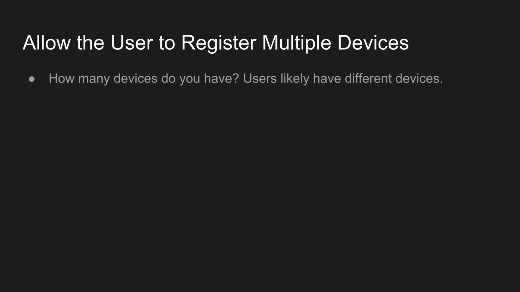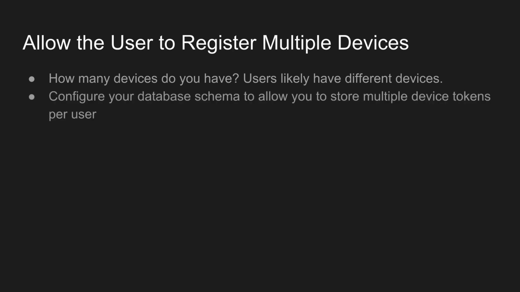Okay, and next up is to allow the user to register multiple devices. Think about it this way. How many devices do you have? Users likely have different devices as well. They've likely got an iPhone, an iPad, maybe an Android tablet, maybe an Android phone as well. People have multiple devices these days, so it's beneficial to allow users to register with multiple devices, and don't continuously override push notification tokens so that you can only send to the last device they logged in with. This means you'll want to configure your database schema to allow you to store multiple device tokens per user.